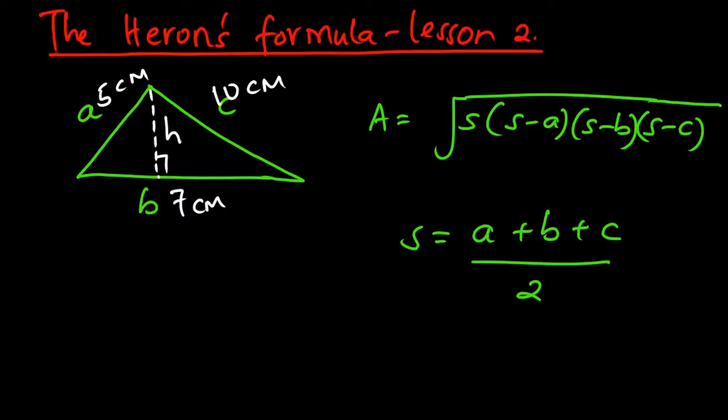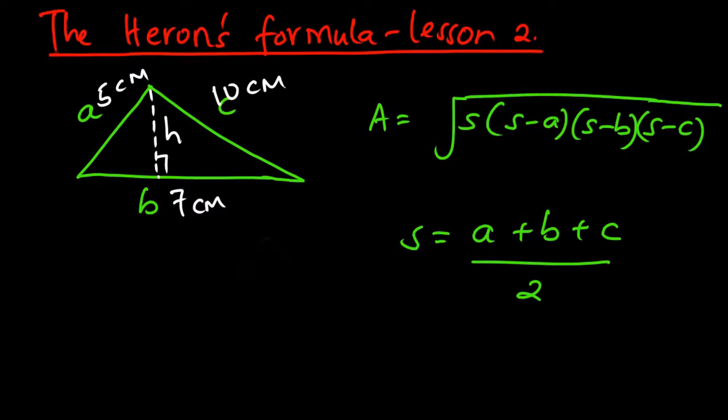So we are going to use the Heron's formula to calculate the height of this triangle. We are going to first of all get the area of the triangle using the Heron's formula, and then we shall equate that area to the other formula, that is a half times base times height, so as to get the value of the height. So we shall use 7 as the base. Okay, so let's start by calculating the area of this triangle using the Heron's formula.